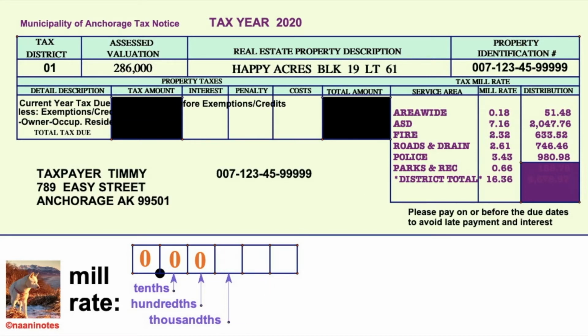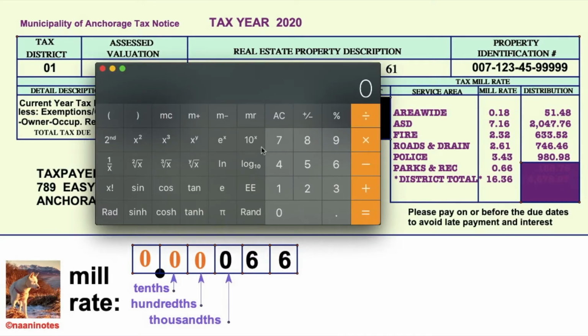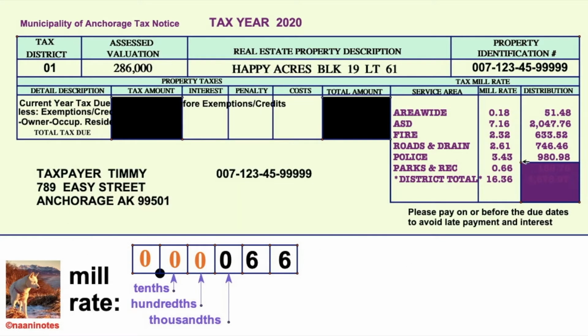All right. How about these? How about the parks? Hey, the parks don't get much. Why do we live up here in Alaska? We love the parks, but apparently they don't cost that much. So let's go to memory, and I'm going to multiply times 0.00066 equals $188.76. Yeah, that looks pretty good. So we can slide that down.